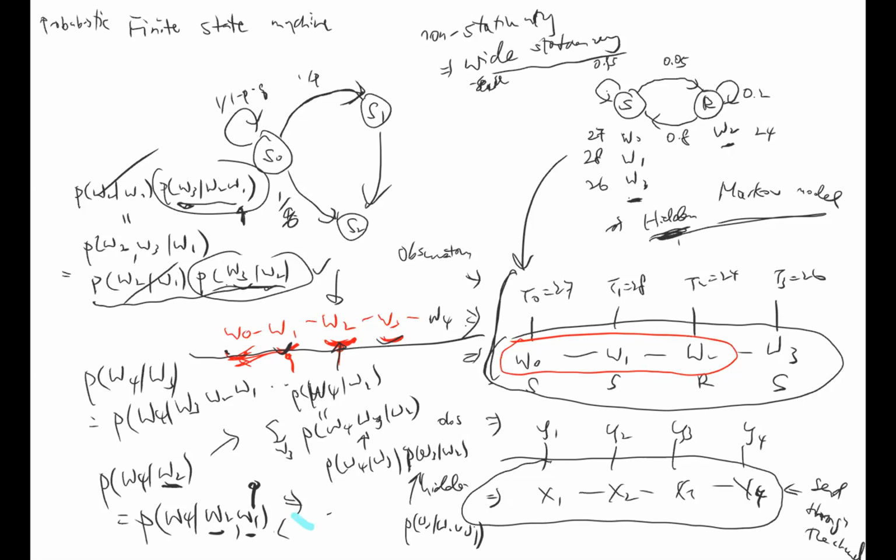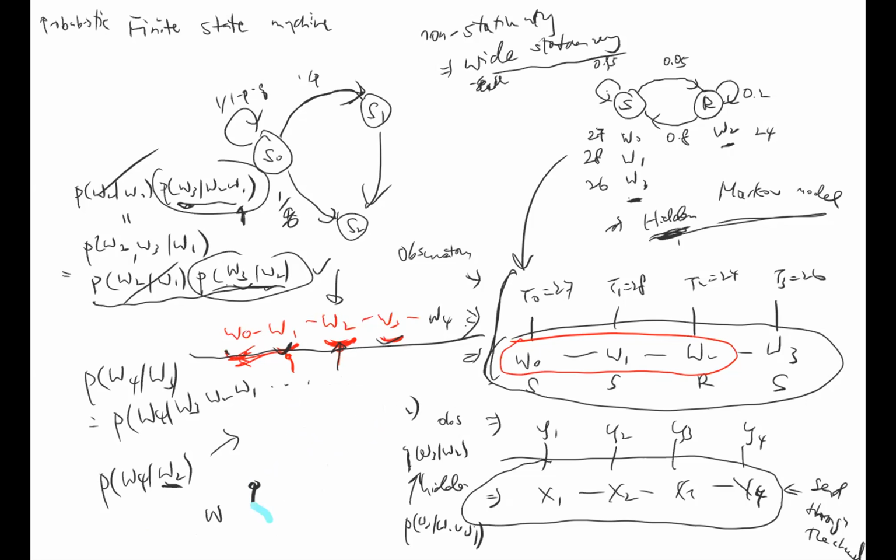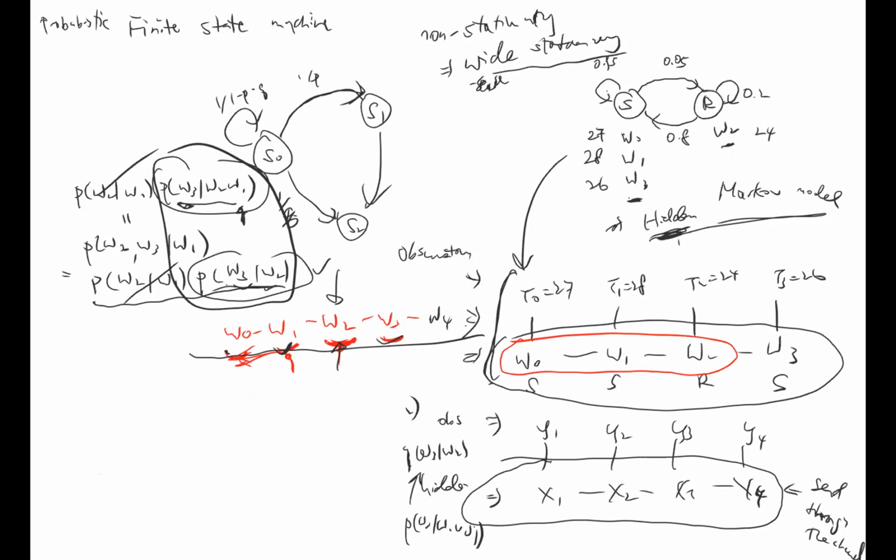By the way, I want to make sure, I guess I talked about this before, but when you have this condition, you can immediately show that it also implies P of W3, W1 given W2 is equal to P of W3 given W2 times P of W1 given W2. So it's conditionally independent.